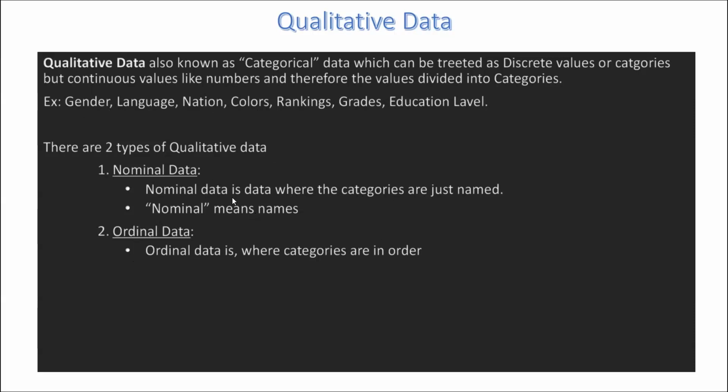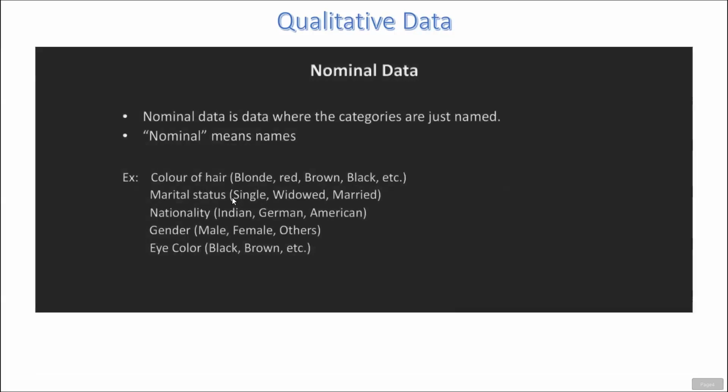So let's start with nominal data. The examples we can see are color of hair, which is blonde, red, brown, black, etc. These are names actually. And marital status: single, widow, married. Nationality: Indian, German, American. Gender: male, female, and others. Eye color: black, brown, whatever. So these are names, so that is data which is nominal.